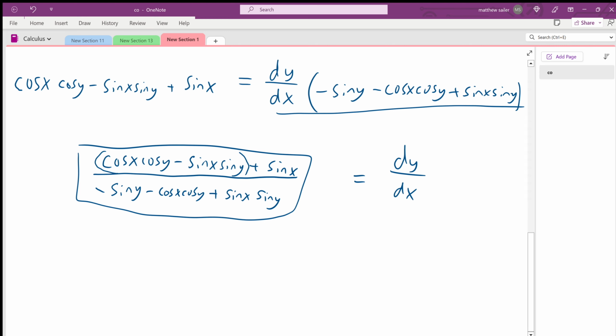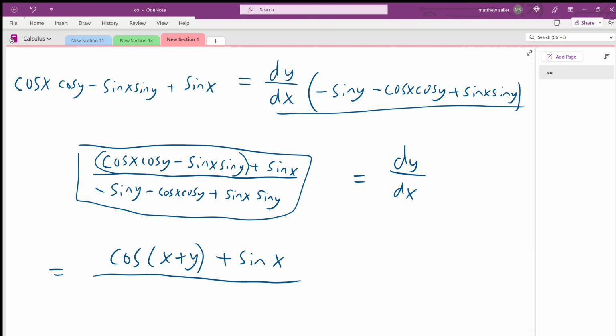So going backwards, we can turn this cosine x cosine y minus sine x sine y into cosine of x plus y. So this here is equal to cosine of x plus y, and then we still have this plus sine of x. And similarly on the bottom, we can turn this into something as well. Unfortunately, it's similar, but it's not quite the same as what we did up here.